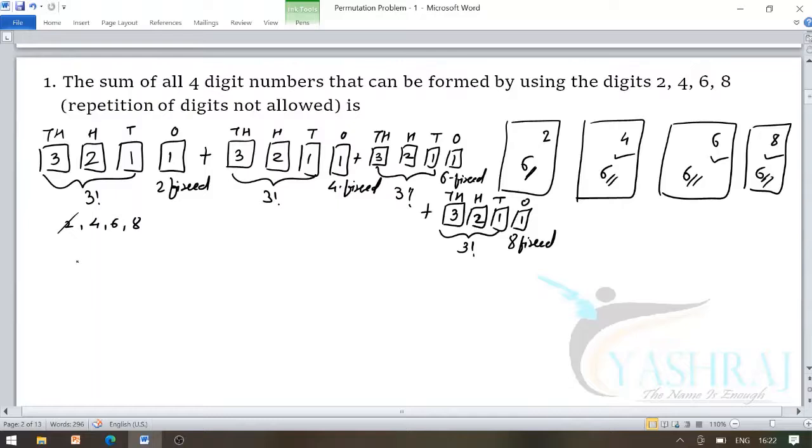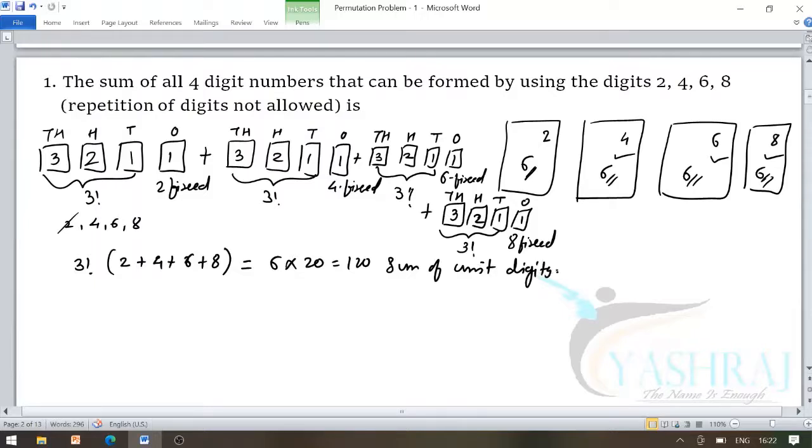So after all, taking 3 factorial as common and adding up the ones place, we get 2 plus 4 plus 6 plus 8, and 3 factorial becomes 6. So 2 plus 4 plus 6 plus 8 gives us 20, and 6 twos are 12, so 6 times 20 gives 120. So 120 is the sum of the unit places, the sum of unit digits.